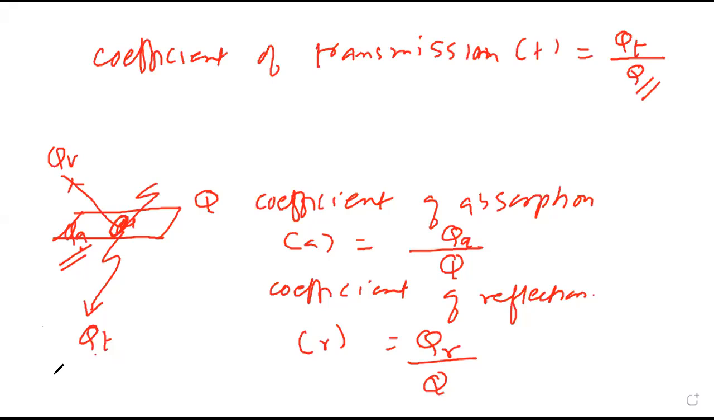So whenever it is asked coefficient of transmission or absorption or reflection, it is nothing but the ratio of heat energy absorbed upon incident, reflected upon incident, transmitted upon incident. Okay, just write these 3 lines.